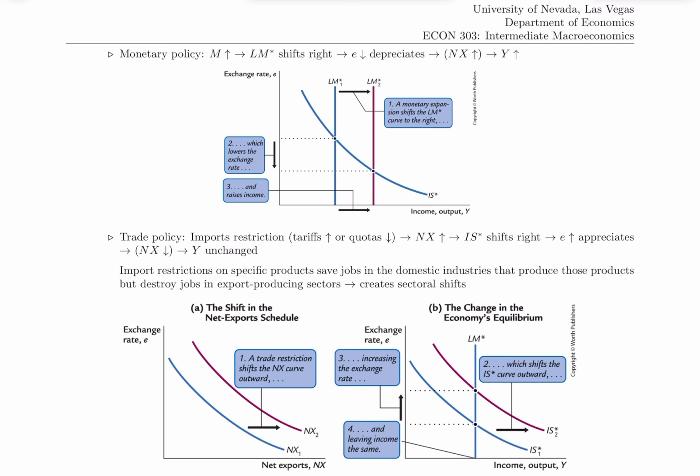Trade policy. Import restrictions, such as imposing tariffs or reducing quotas, initially increase NX, shifting both NX and IS* to the right. The resulting appreciation of the exchange rate E reduces NX. As a result, output Y falls back to its original level and remains unchanged.